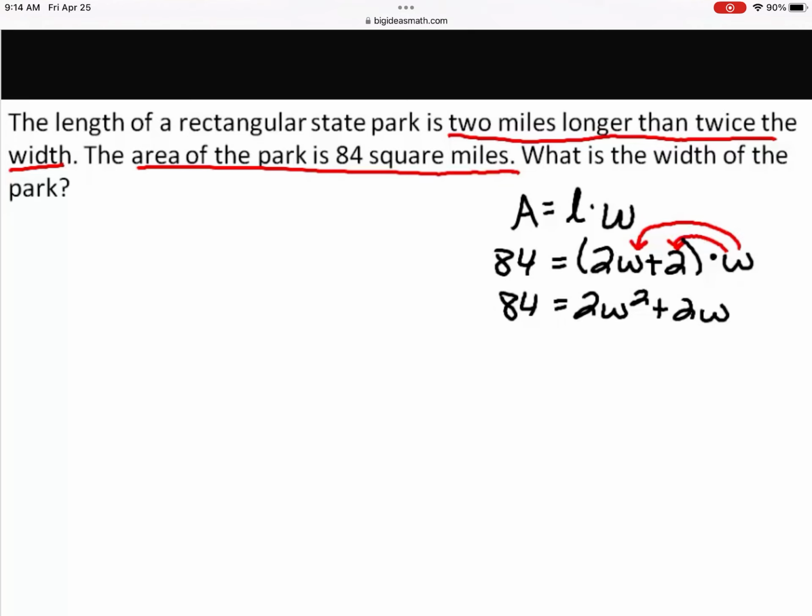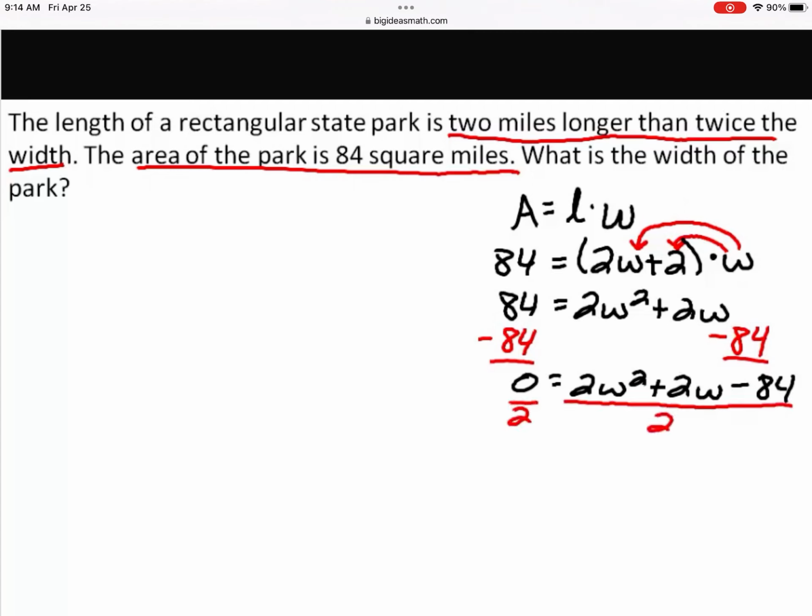Now you want to rewrite the equation so that 0 is on one side by subtracting 84 from each side, giving you 0 equals 2W squared plus 2W minus 84. Then dividing each side by 2, you get 0 equals W squared plus W minus 42. W squared plus W minus 42 is of the form W squared plus BW plus C, where 1 is B and negative 42 is C.